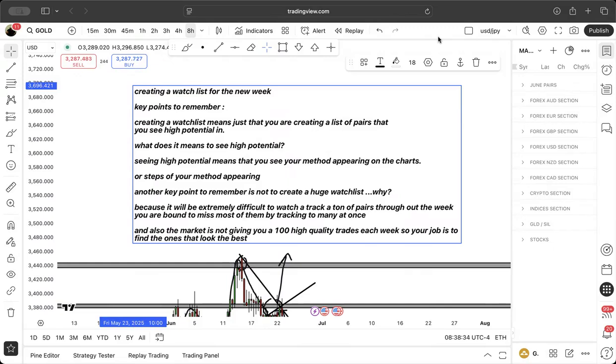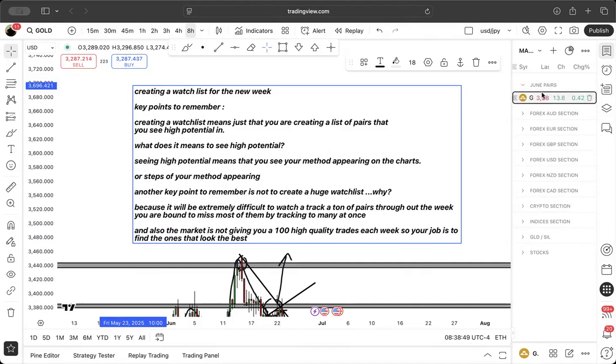Now, the first thing I want to mention, look over here to the right. You can see that I have everything very much organized. I want everybody to do this as well. This is going to help you separate things and add or remove things. The very first thing I have here is my June list, because this is June. So any pair I'm looking at, I have it in there.